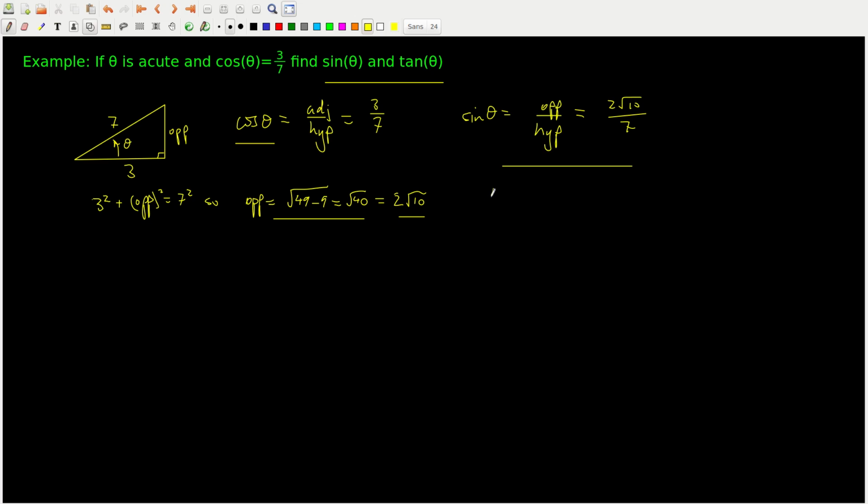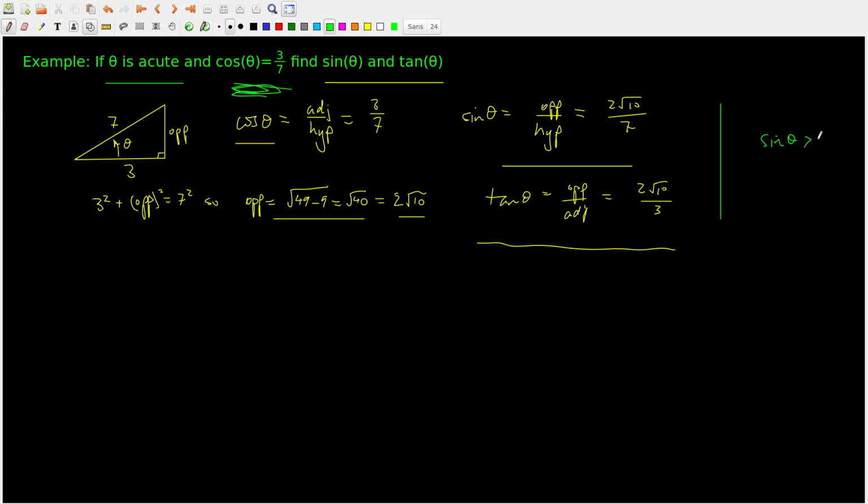And using a similar calculation, we can calculate that tan, which is opposite over adjacent. Well, the opposite again was 2 root 10, and the adjacent this time was 3. So we built a triangle which embodied this relationship we were given about the cosine of theta, and that allowed us to find sine and tan. Now, we used the fact that theta is acute because we're in the first quadrant. And if we're in the first quadrant, we know that sine and tan and cosine, well, they're all positive.